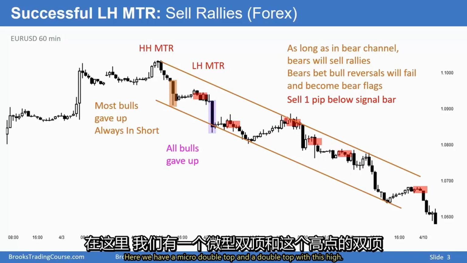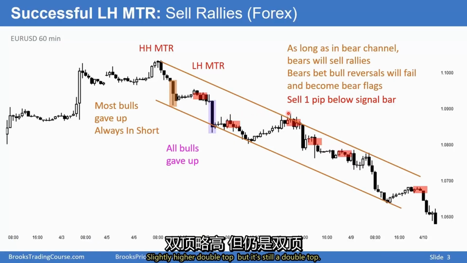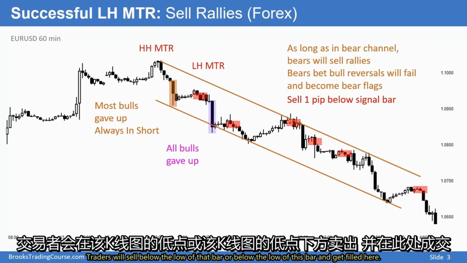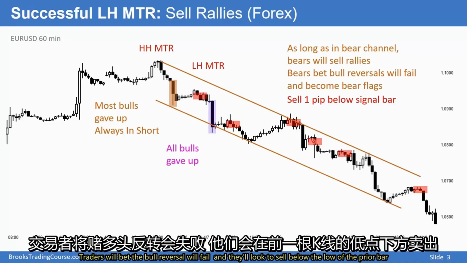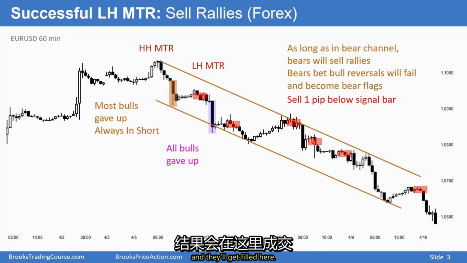Here we have a micro double top and a double top with this high, a slightly higher double top, but it's still a double top. Traders will sell below the low of that bar or below the low of this bar and get filled here. Again, the bull is trying to reverse up, but 3 inside bars. Traders will bet the bull reversal will fail and they'll look to sell below the low of the prior bar and they'll get filled here.